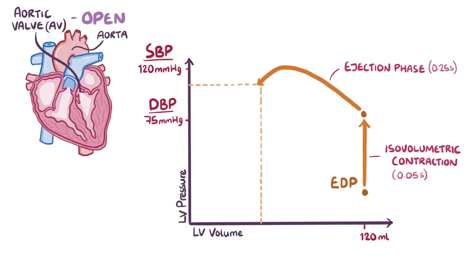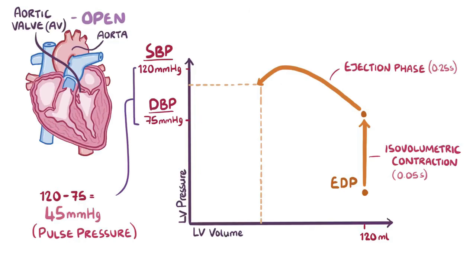The difference between systolic and diastolic blood pressures, in this case 120 minus 75, equals 45 millimeters of mercury, and this is called pulse pressure, because it reflects the throbbing pulsation felt in an artery during systole.